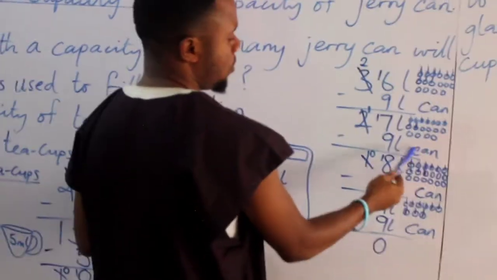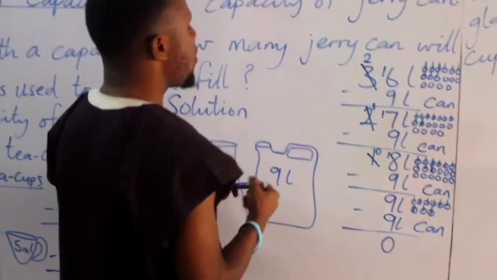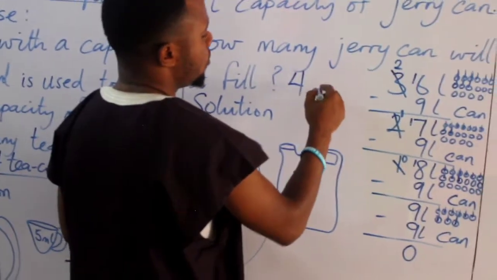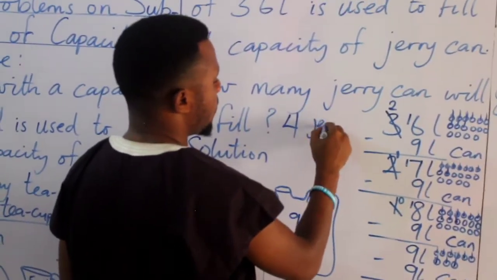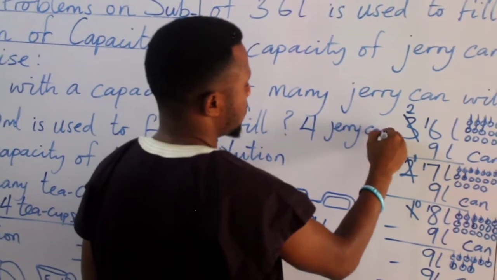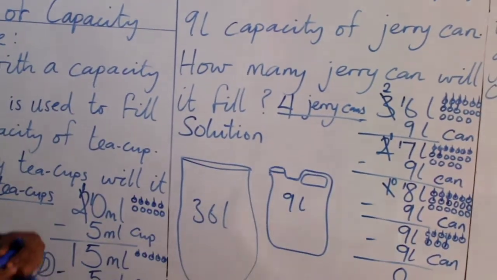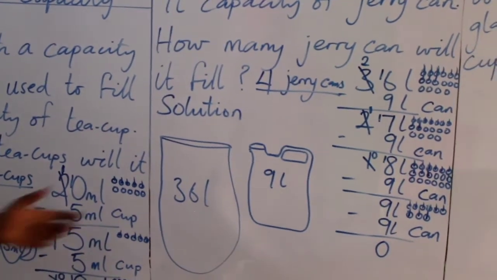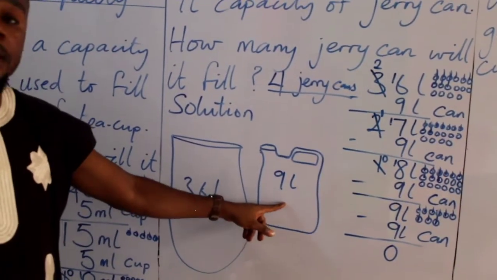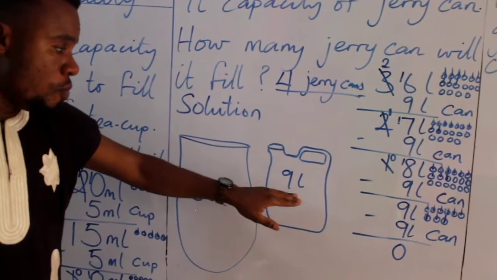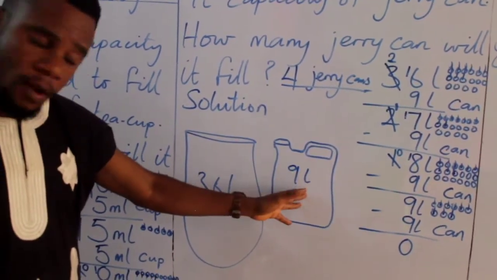So how many cans do we have? 1, 2, 3, and 4. So 4 cans, jerry cans. Your answer is what? 4 jerry cans. So when you fill this into this capacity, you have 4 of these. 1, 2, 3, 4, up to 4.